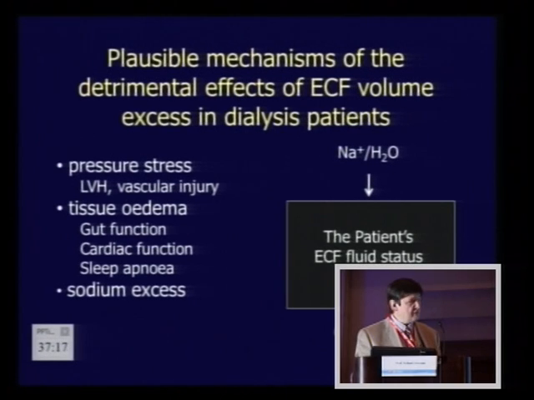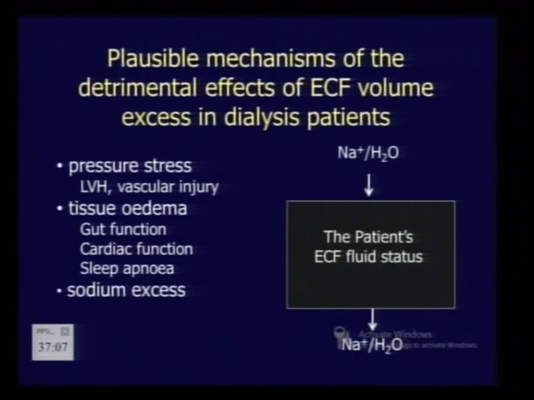One of the things I want to really say right from the start is that when we're talking about achieving the best extracellular fluid status in our patients, it's not simply a matter of salt and water in and salt and water out. There are other factors about our patients which determine their volume status, for example, their comorbidity and hypoalbuminemia, which I'll come back to in due course.